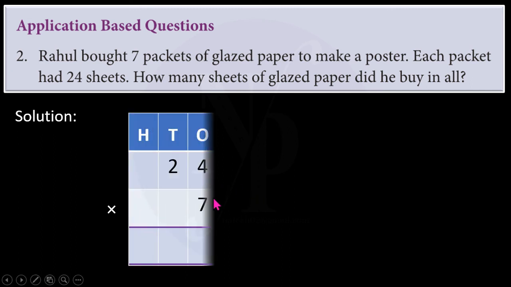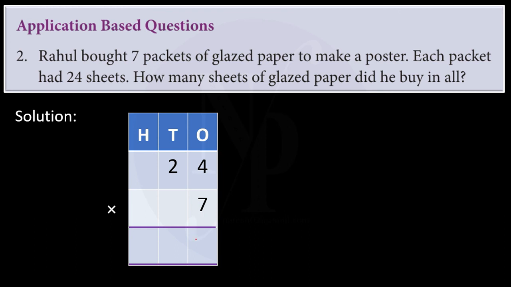Let us write down these numbers in place values table like this. That is 24 and 7. First we multiply the digit at ones place by 7. That is 4 by 7. So 7 4s are 28.